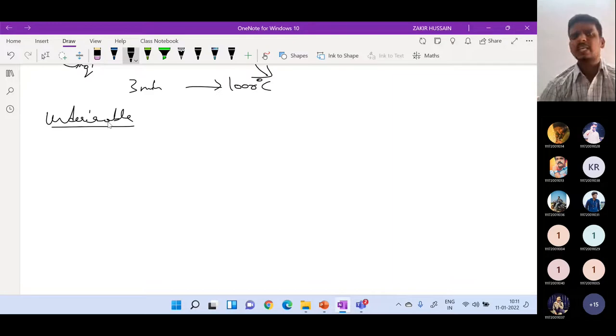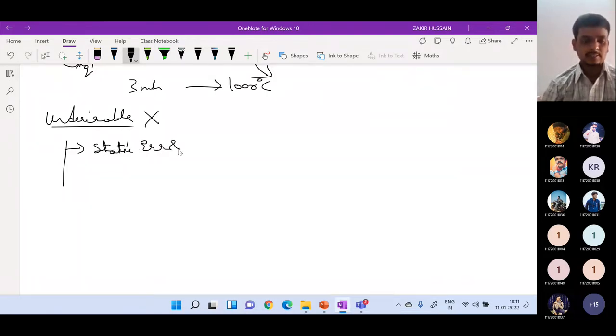Okay, this undesirable means, as the name indicates, we don't desire this type of variables. As much as possible, we need to suppress this type of variables for the betterment of the instrument. So the first one will be the static error. So what is the static error?